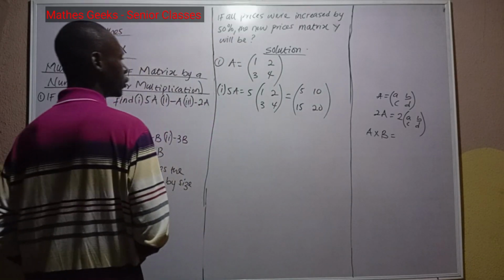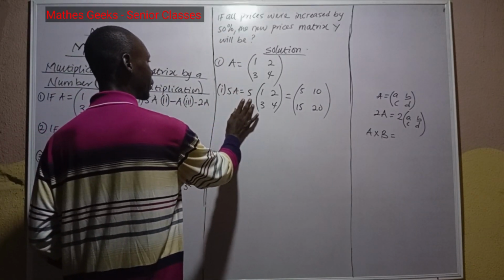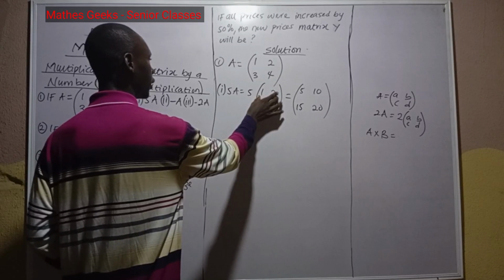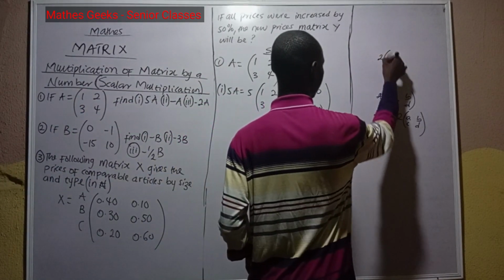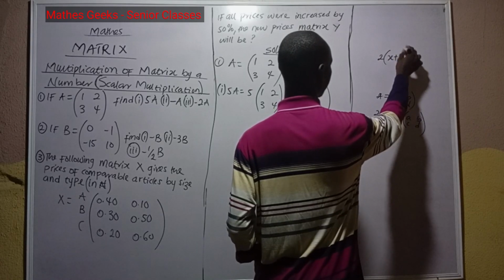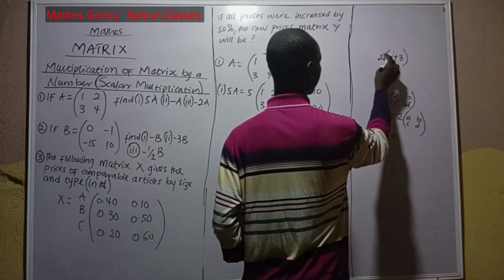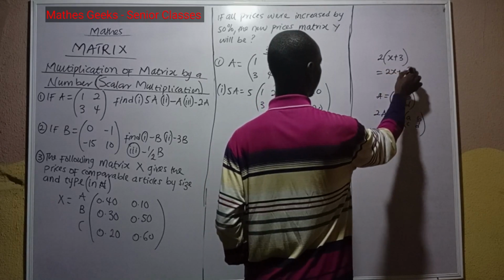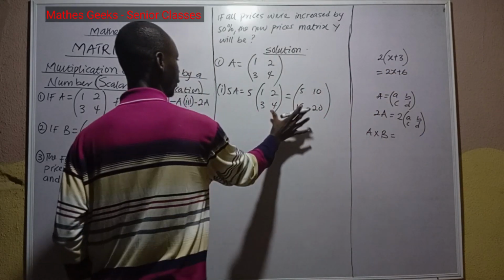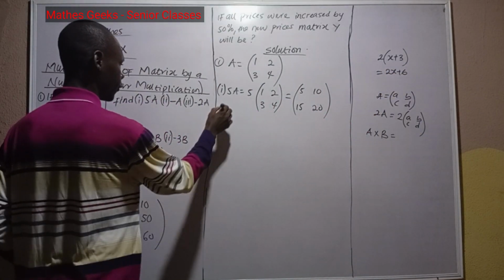So the rule is that the scalar multiplies all the elements in the matrix. It's just like in algebra, 2(x + 3): when you open this bracket, the 2 multiplies all the elements in the bracket, so 2x + 6. The same thing applies to scalar multiplication.